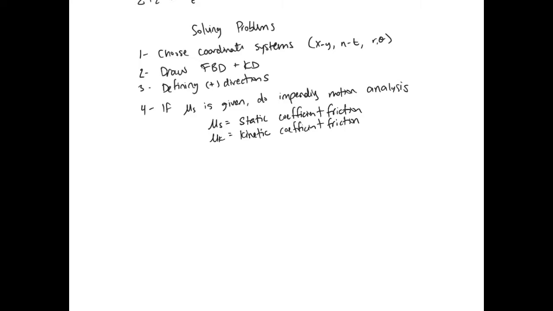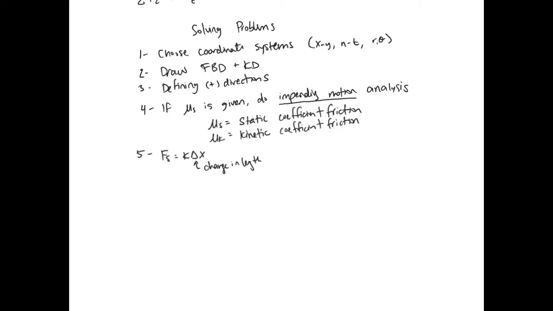So just make sure if it doesn't tell you that the system's moving, you have to start off with impending motion analysis. The next step is to consider any forces due to springs. So you could have force of a spring is equal to k times delta x. This is the change in length. We'll get into that in another example.